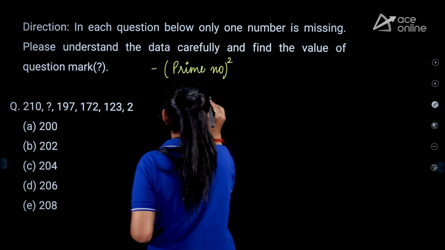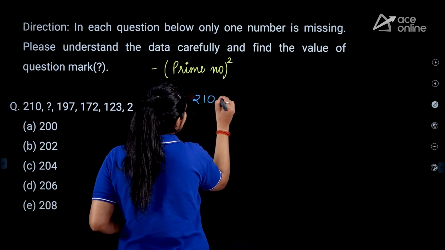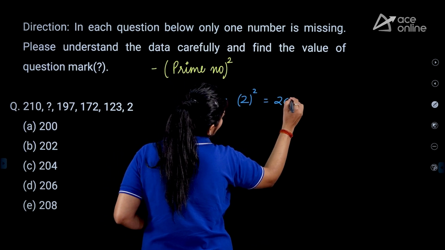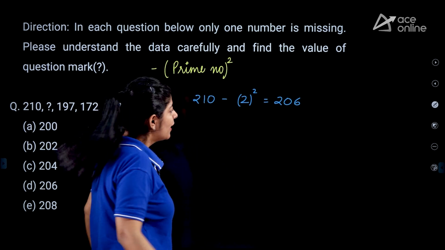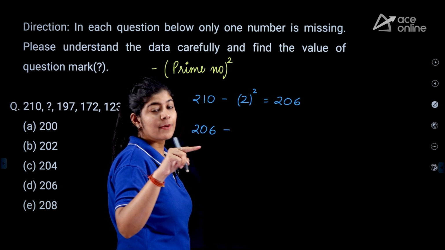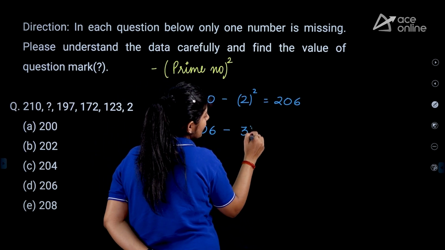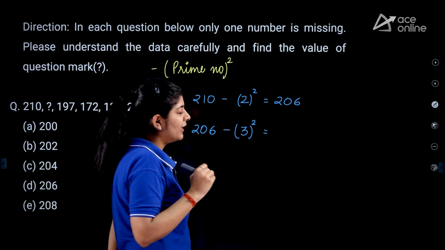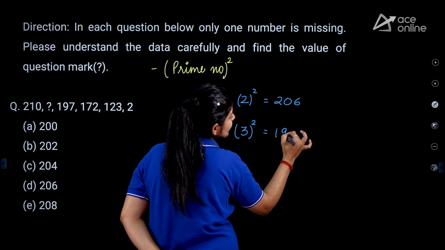So we can say that here we are having 210 minus 2 square, and here we are getting 206, right? Now the next number is 206. Now we have to subtract the next prime number that we are having, which is 3. So the square of 3 is 9, and when we subtract 9 from it, we will get 197.